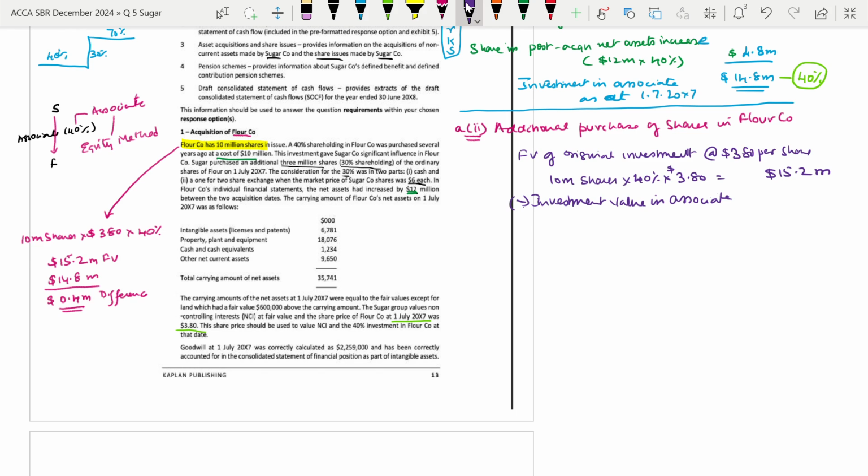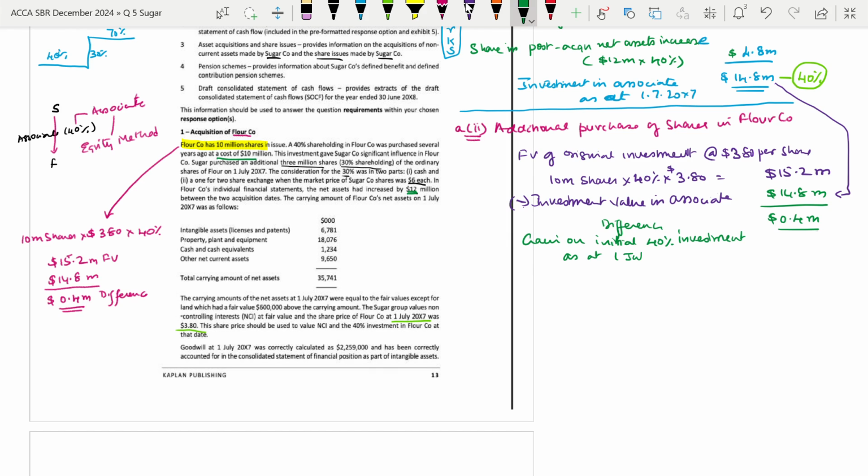We are getting it from here. How much is there? 14.8 million. The difference is 0.4 million. This is the gain on the initial 40% investment as at 1st July 2007. Is it okay?